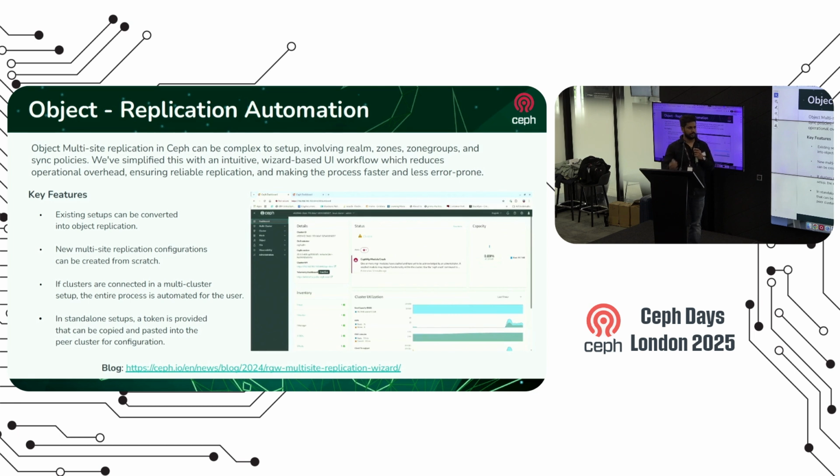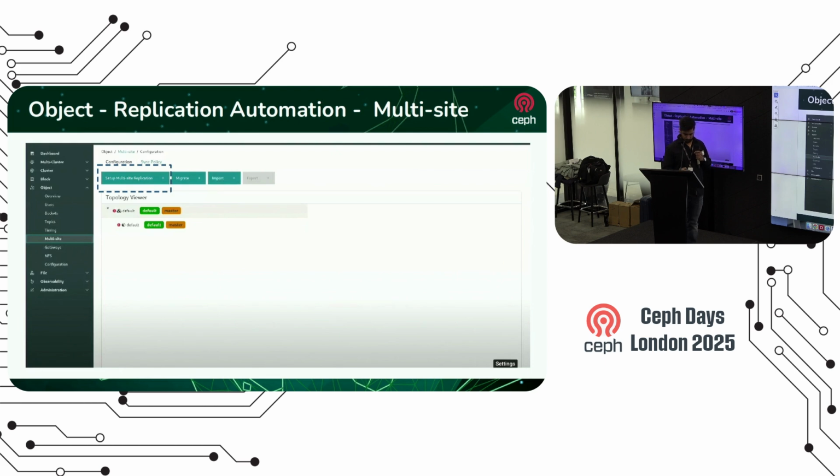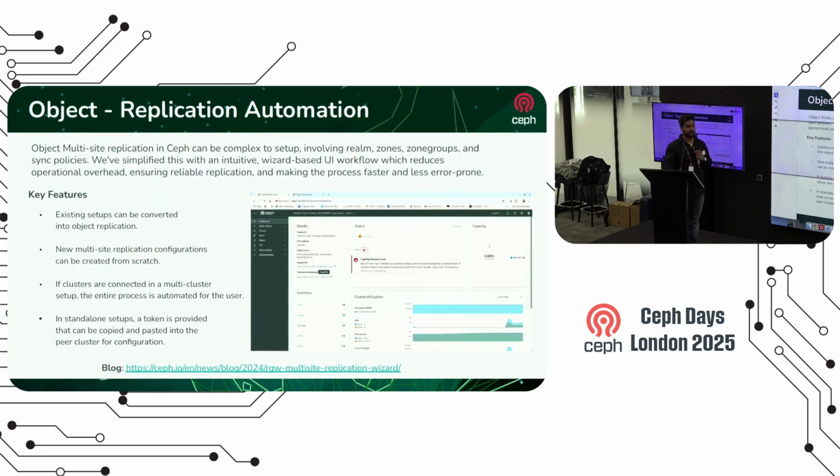And what multi-site provides us is to replicate all the data from a zone in one cluster to a zone in another cluster. So the features that we have provided are that existing setups can be converted, and new multi-site replication can be done. If your clusters are connected with multi-cluster, then this process is totally automated. You don't need to worry about it. Everything gets set up automatically. At the end of it, you create a bucket and it works seamlessly. The last thing is that even if you have a standalone setup, the tokens are provided to you right at the end of it, and then you can import and export the token.